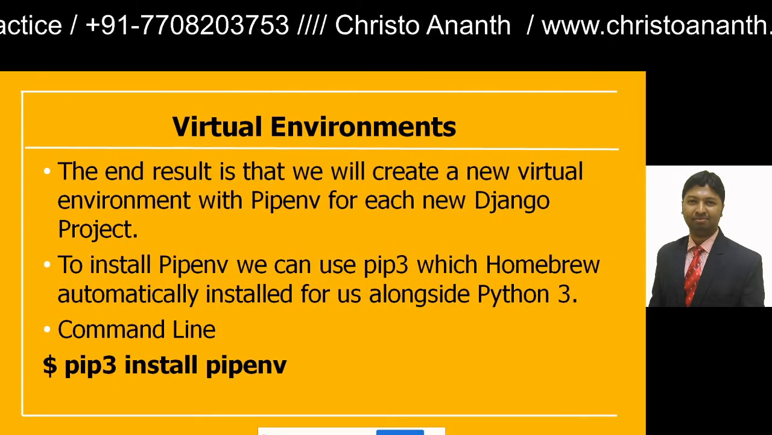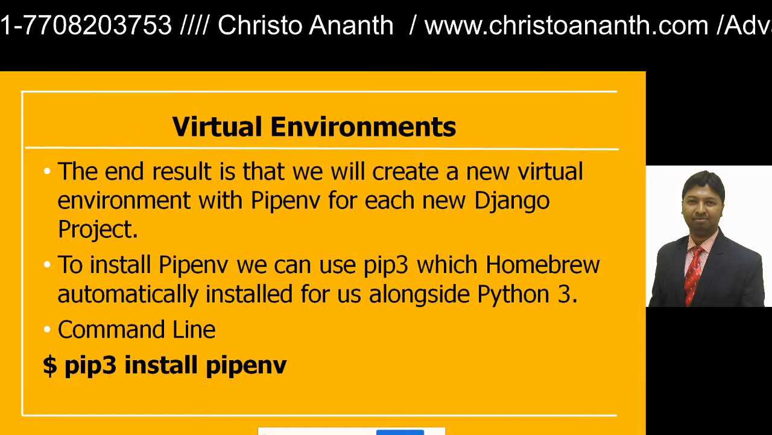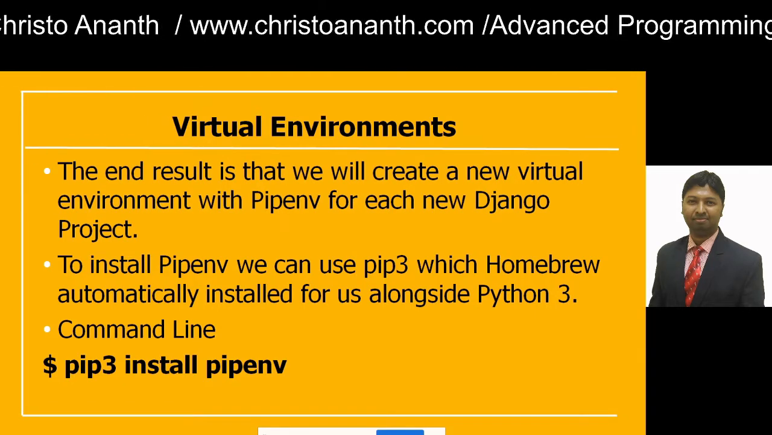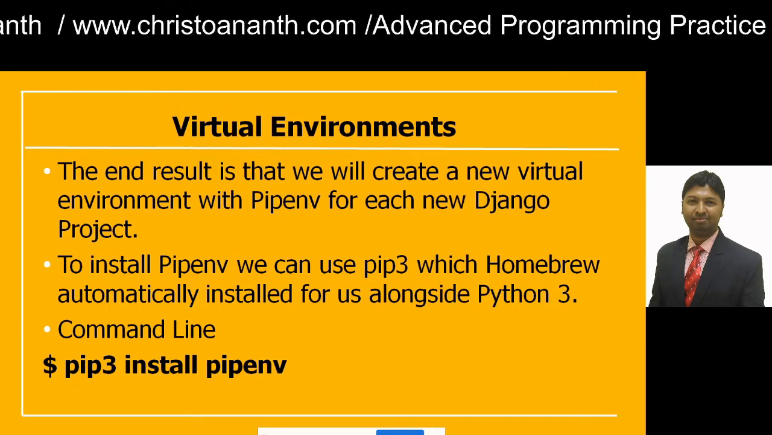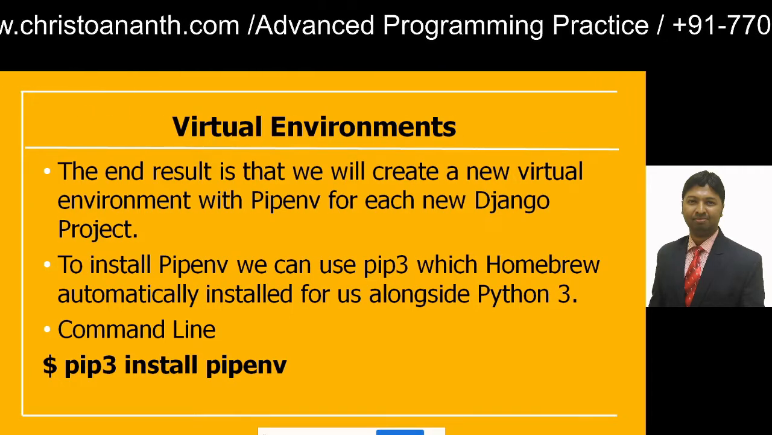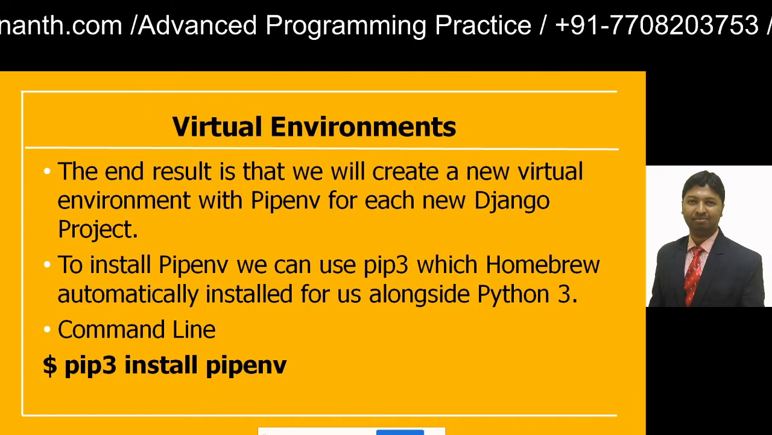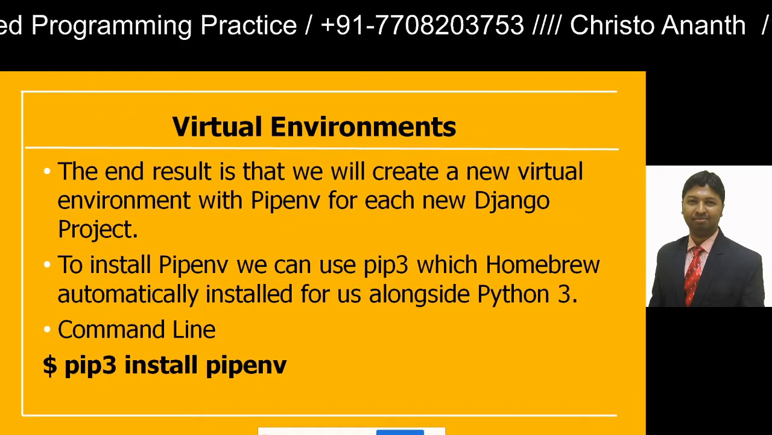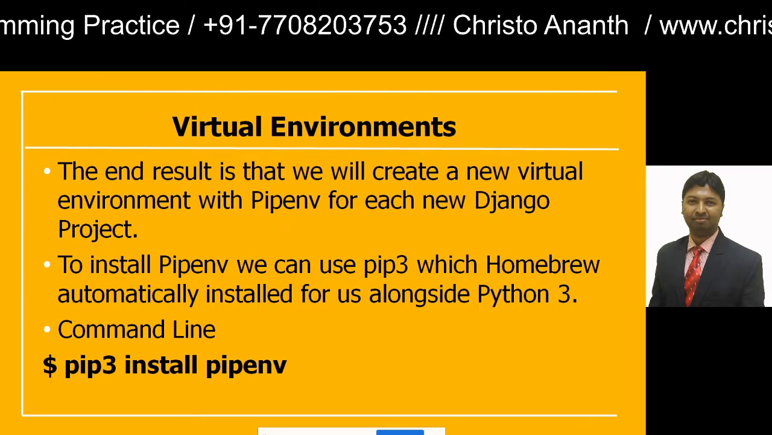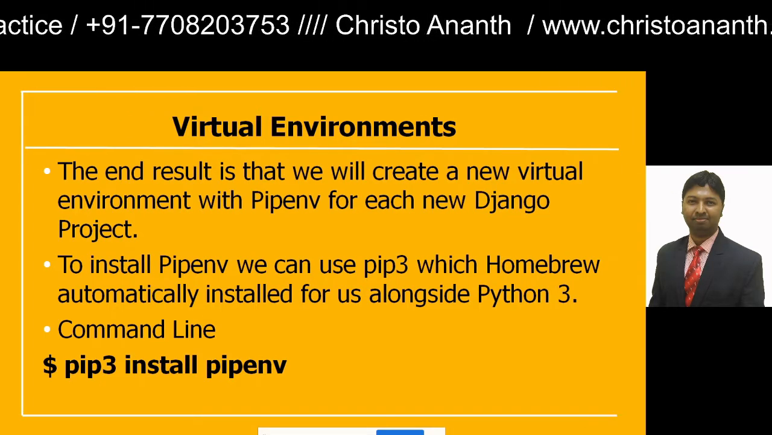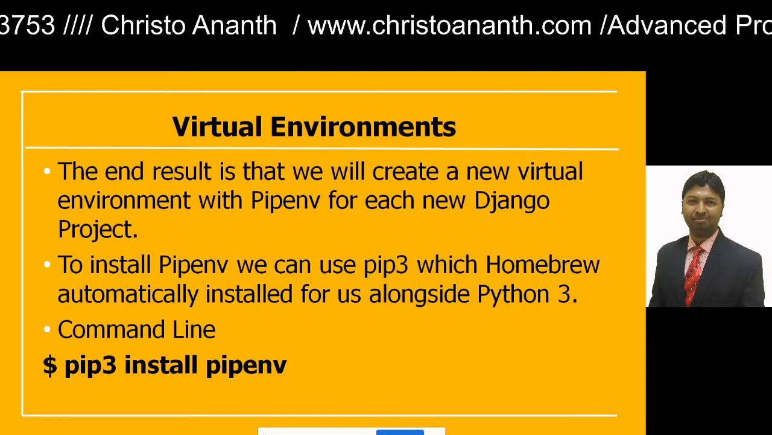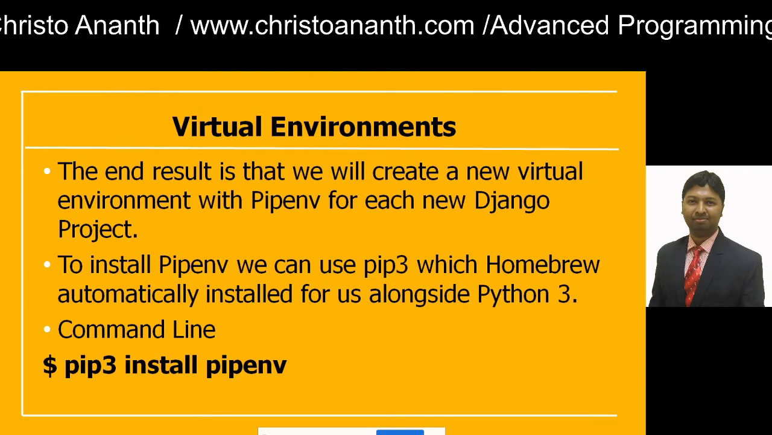So here we have installed it correctly. So you install pipenv as well. For this, you go with pip3, which Homebrew automatically installed for us alongside the Python 3 version. So you go with $ pip3 install pipenv. So this is how you go with the virtual environment. pip3 install the virtual environment tool pipenv.